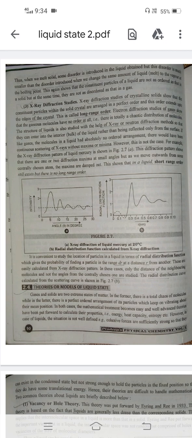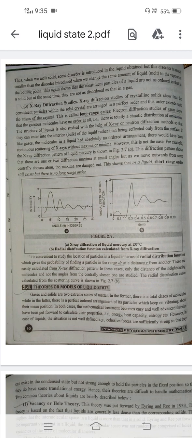For example, the X-ray diffraction pattern of liquid mercury is shown in figure 2.7a. This diffraction pattern shows that there are one or two diffraction maxima at small angles, but as we move outwards from some centrally chosen atom, the maxima are damped out. This shows that in a liquid, short-range order still exists, but there is no long-range order.